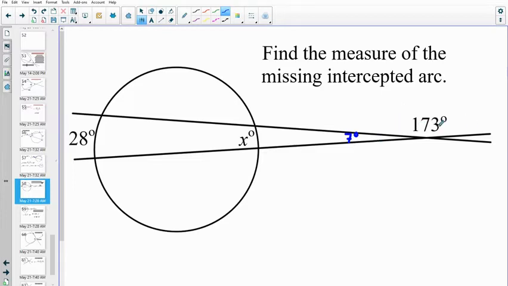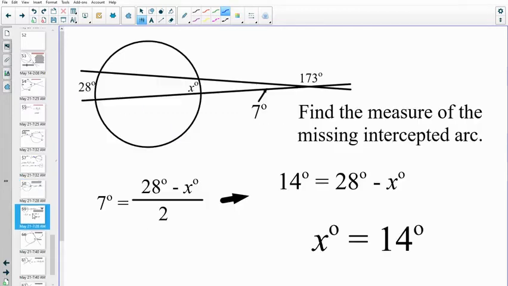So 180 minus 173 to give us this 7-degree angle. And now I can plug them in the formula. 7 degrees, this angle, is equal to the difference between these two, 28 minus x, divided by 2. And so that's what I'm getting from my formula.